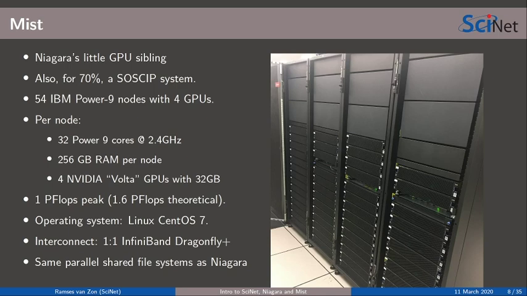The interconnect is the same as Niagara, the operating system is the same, and the file system is the same. So it could be that you have some data that you generated, I don't know, through simulations on Niagara, and then you run them through some neural net machine learning algorithm on Mist, and that's fine. The data doesn't have to be moved. It's already where it is. So you could use both of them with the same data.